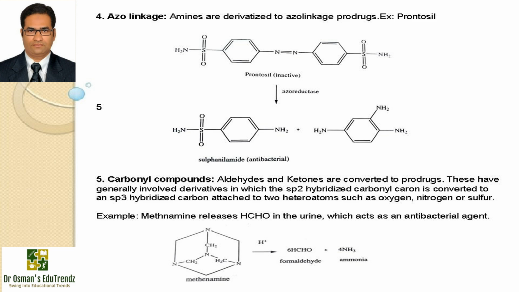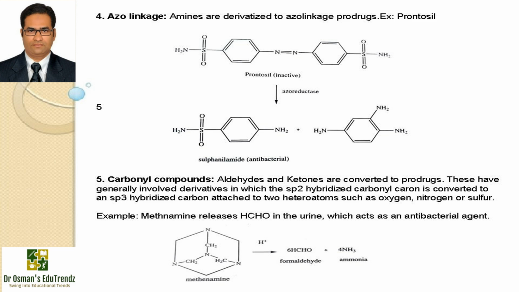Now we have the fourth functional group, that is the azo linkage. Amines are derivatized to azo linkage prodrugs. Example prontosil. You can see prontosil, which is inactive. With the help of azo reductase, it gets converted to sulfanilamide, the antibacterial, and another intermediate. I have given this example before also.